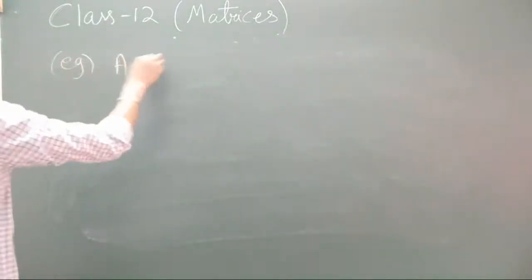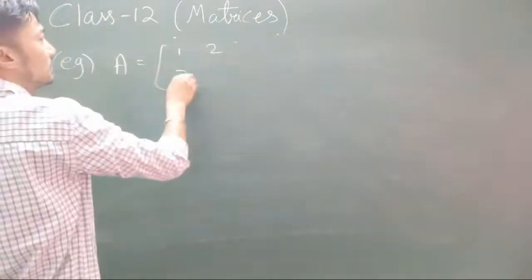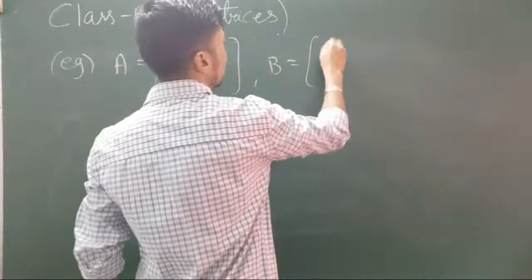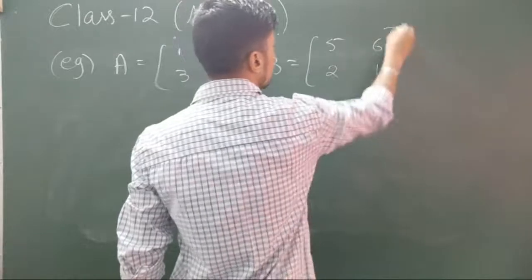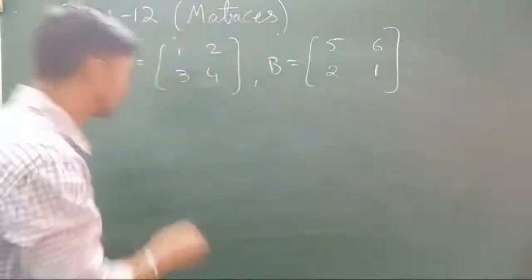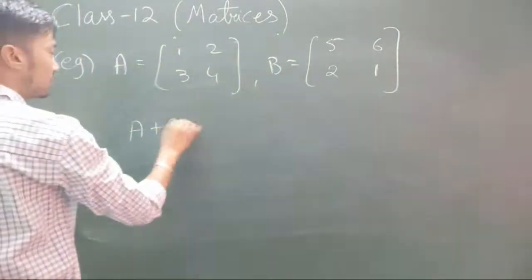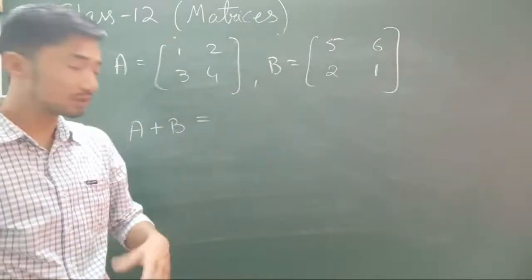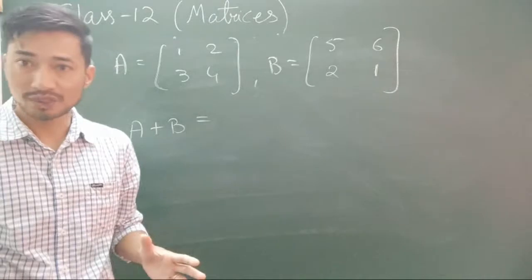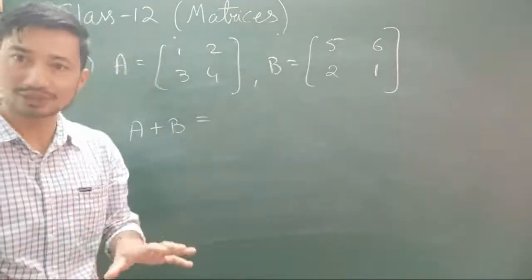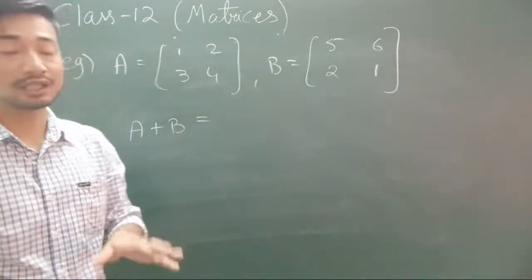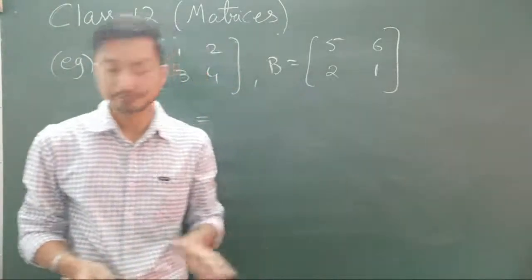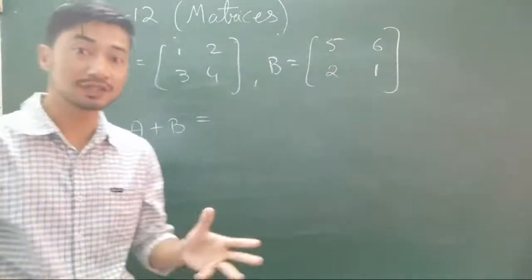For example, if we have a matrix A as 1, 2, 3, 4 and matrix B as 5, 6, 2, 1. Now the question is, can we add matrices A plus B? I'll do it simultaneously for subtraction also, because almost all the properties are the same for subtraction. Only when we go for multiplication, the conditions are going to be different, if it is possible.